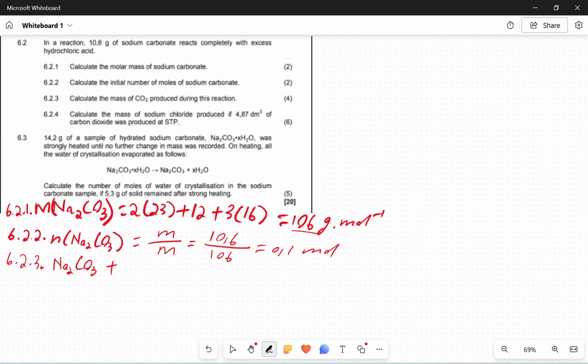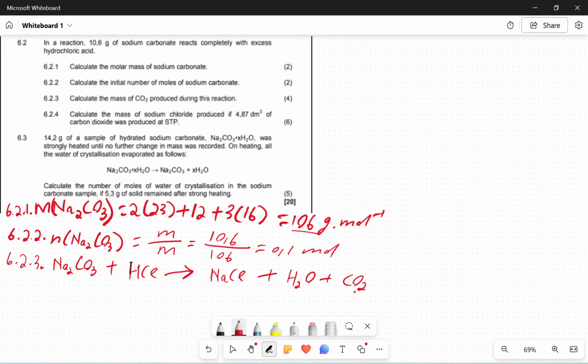It reacts with HCl, and this will produce a product of sodium chloride plus water plus carbon dioxide. Okay, then we have to balance this equation. We see this side we have 2 sodiums, this side we have 1, so I'm gonna put a 2 there. This side we have 2 hydrogens, whereas this side I have 1, so I'm gonna put a 2 there. And now my equation is going to be balanced.